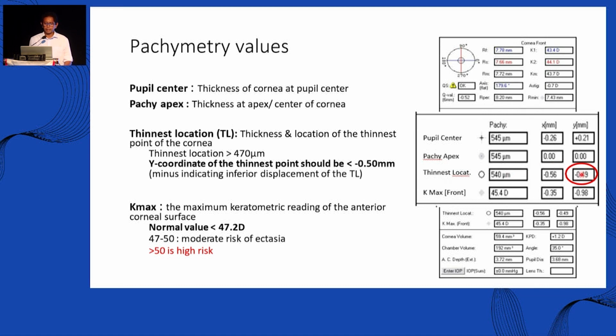And the y coordinate at the thinnest point. So how far displaced inferiorly is this thinnest location from the cornea center? It has to be less than 0.5 millimeters. So if it is more than that, that is also a feature of keratoconus. So look at the figures. 47 to 50 moderate risk of ectasia, above 50 high risk, and thinnest location thickness 470 is the minimum normal, and here it has to be less than 0.5 millimeters.